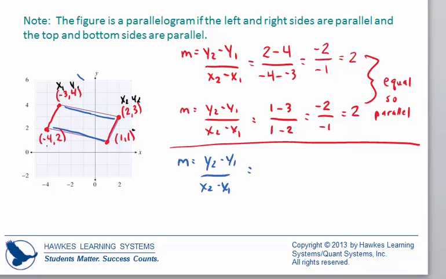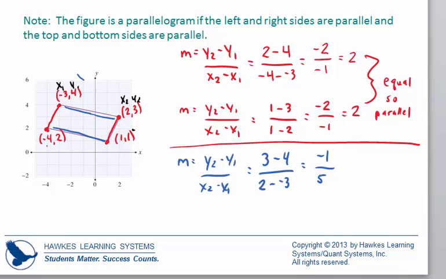For the y2, I'm going to put in a 3. For the y1, a 4. For the x2, a 2. For the x1, a negative 3. 3 minus 4 is negative 1. 2 minus a negative 3 is 5. So the slope of the top line is negative 1/5.